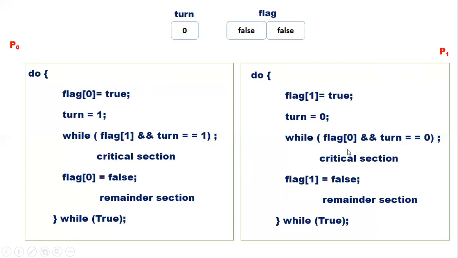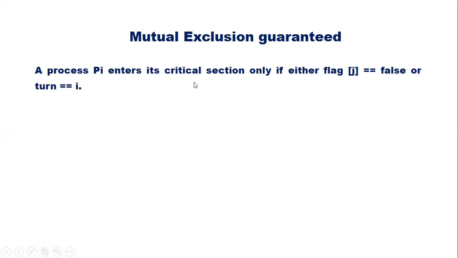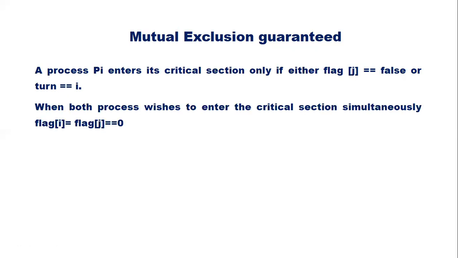So let us now see whether the requirements of the critical section problem are satisfied or not. Let us check whether mutual exclusion is guaranteed or not. A process Pi enters its critical section only if either flag of j equal to false or turn is equal to i. When both processes wish to enter the critical section simultaneously, flag of i equal to flag of j equal to true.